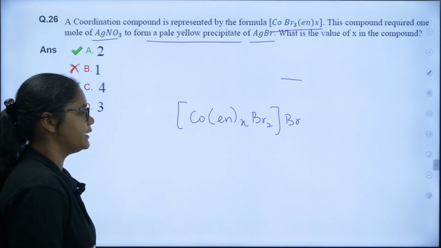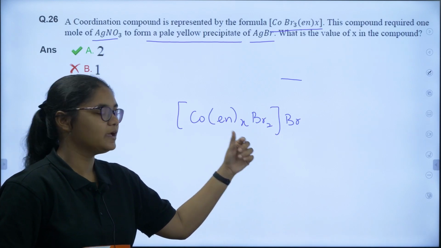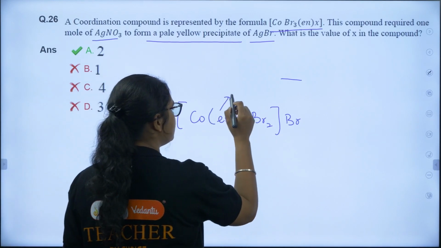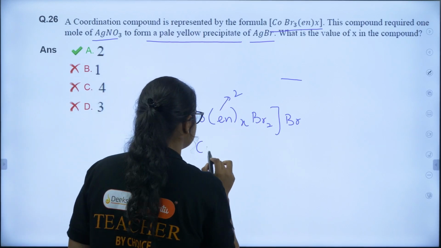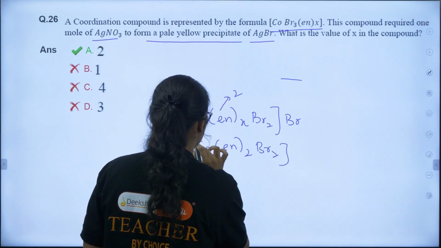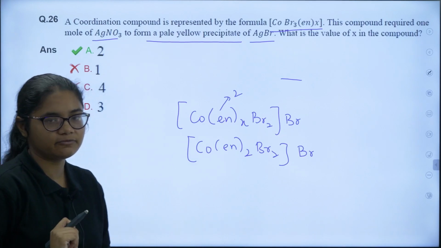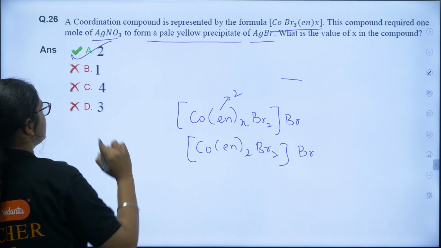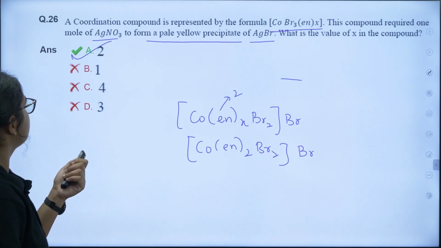Now coordination number has to be 6. So already 2 is present. Now here we can have more, as each en will have 2 donating sites or 2 ligands, so the denticity is 2. So if we have taken Co, en2 and then Br2, and then Br is outside, then the total coordination number will be 6. Then what is the value of en or X? That is 2. Correct answer is option number A. Okay. Now let us see the next question.